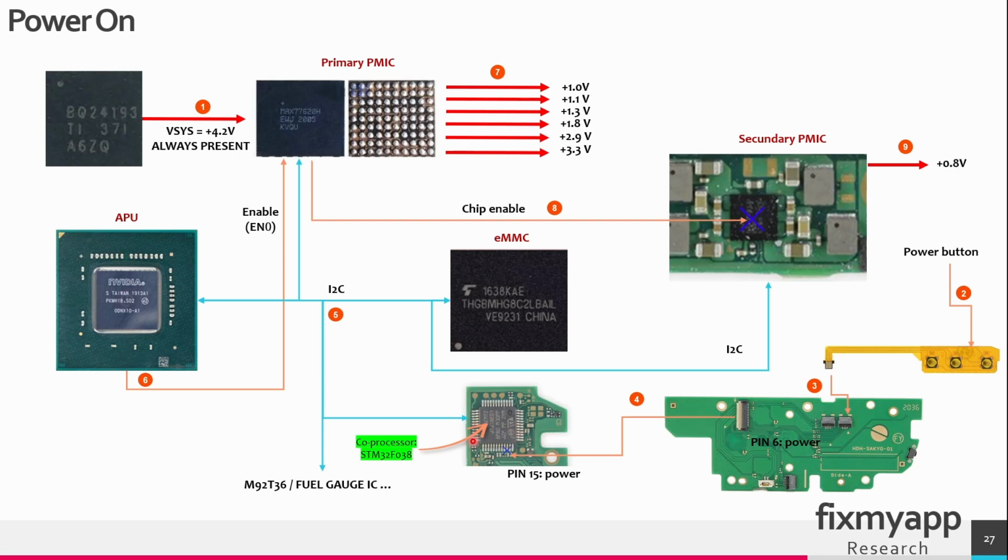It first goes to this coprocessor, and this coprocessor will communicate with the APU by an I2C communication line, the serial data line. So this coprocessor is connected to the APU, and it will communicate with the APU. So when you press the power button, this power on signal will go to the APU, and the APU will generate an enable signal called EN0, enable 0.